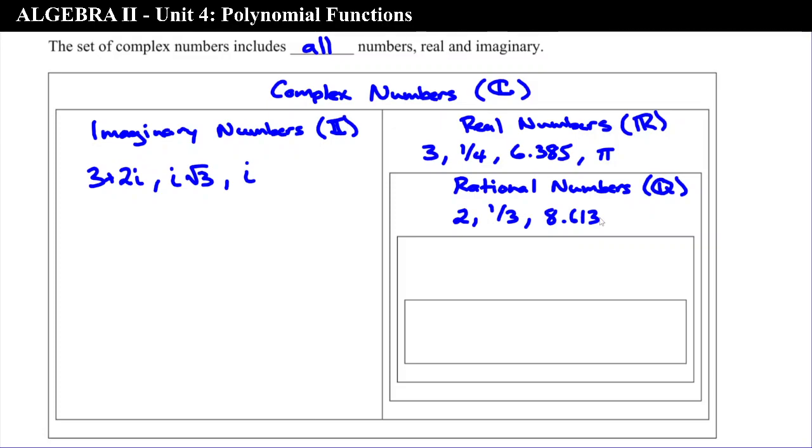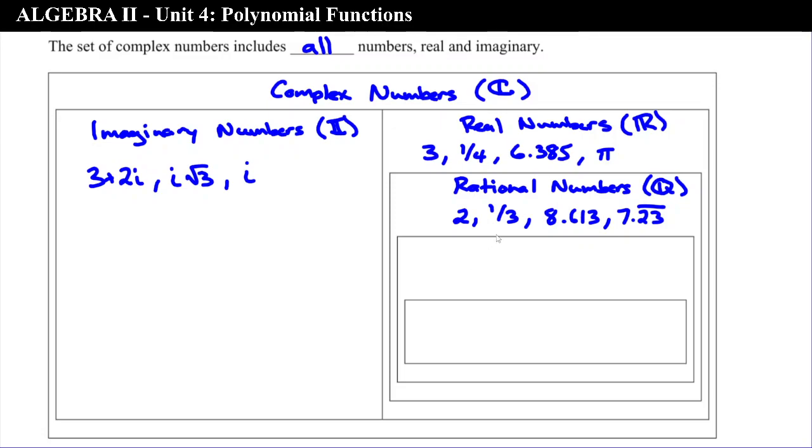1/3 has a repeating decimal forever, but the decimal repeats. So if you have a number, say like 7.23 repeating, then that can be written as a fraction as well. It's only when you have a decimal that doesn't repeat, that goes on forever without repeating, that you have an irrational number. So that would not be a rational number, and pi is an example of that.